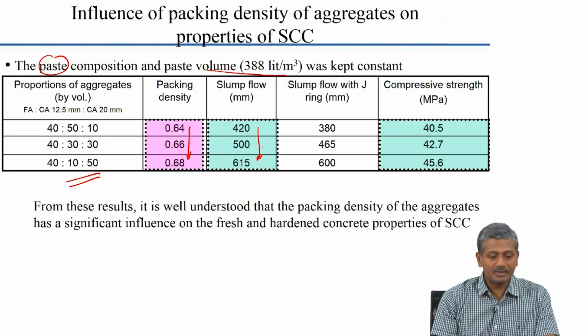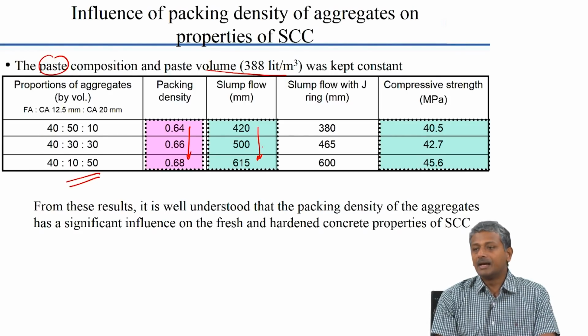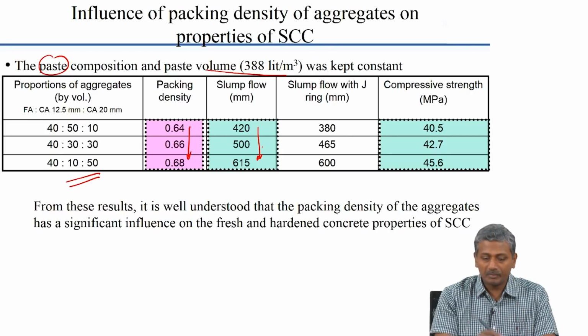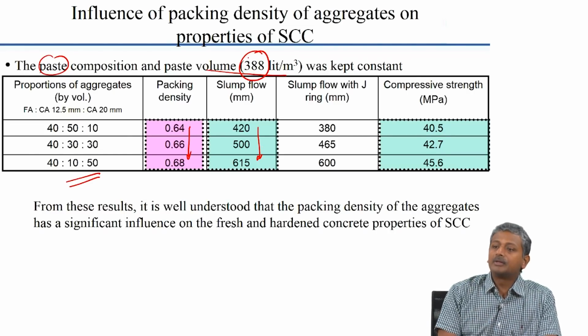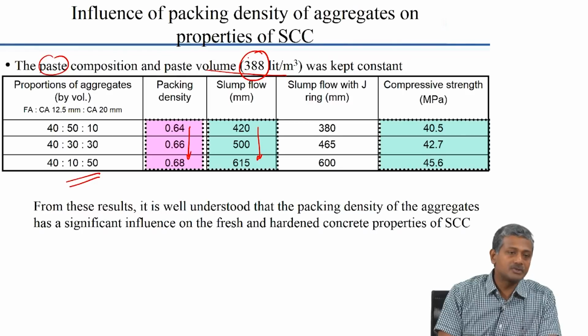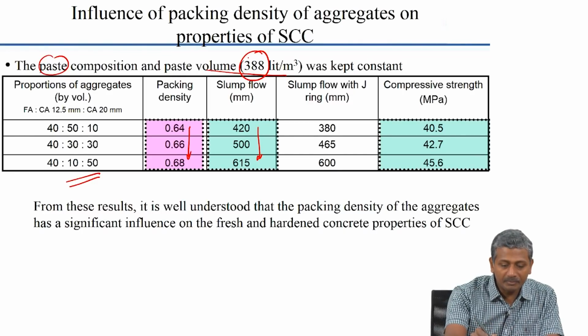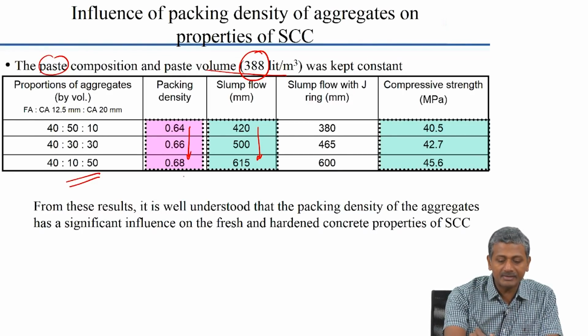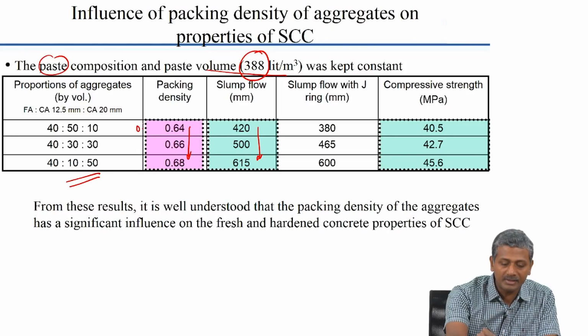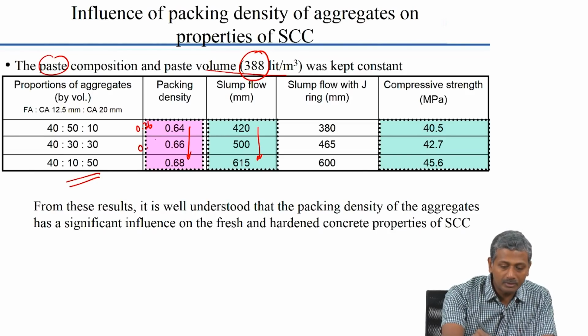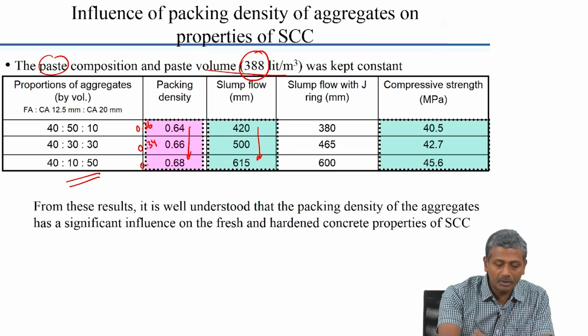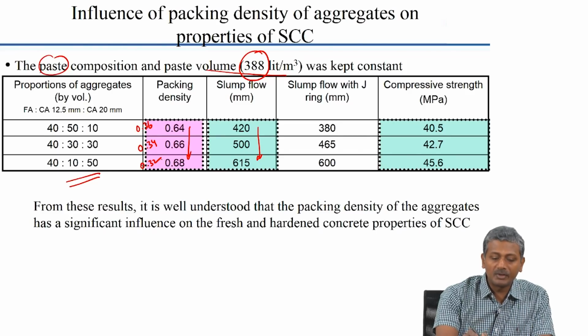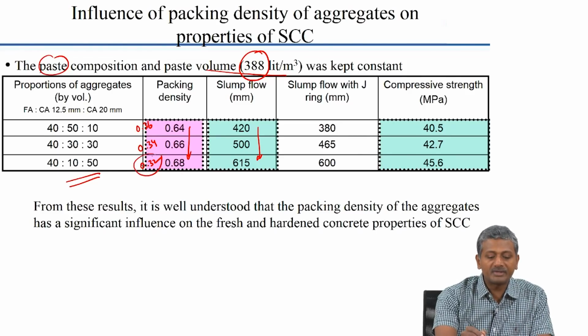You can very clearly see here that the slump flow increases as I increase the packing density. Okay, the paste volume is now constant. It is not really a surprise that the slump flow is increasing. Why? Because here look at the packing density, that means the void content here is 0.36, here it is 0.34, here it is 0.32. In other words, in 1 cubic meter you have 320 liters of voids here, 340 liters of voids in this case, and 360 liters of voids in that case.